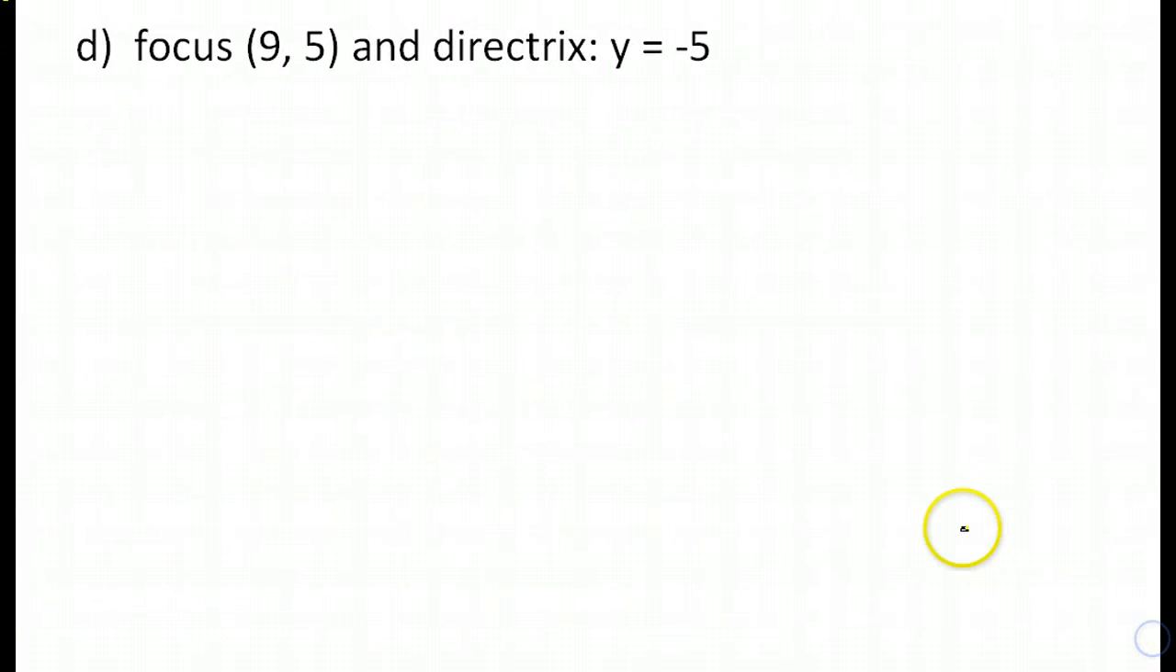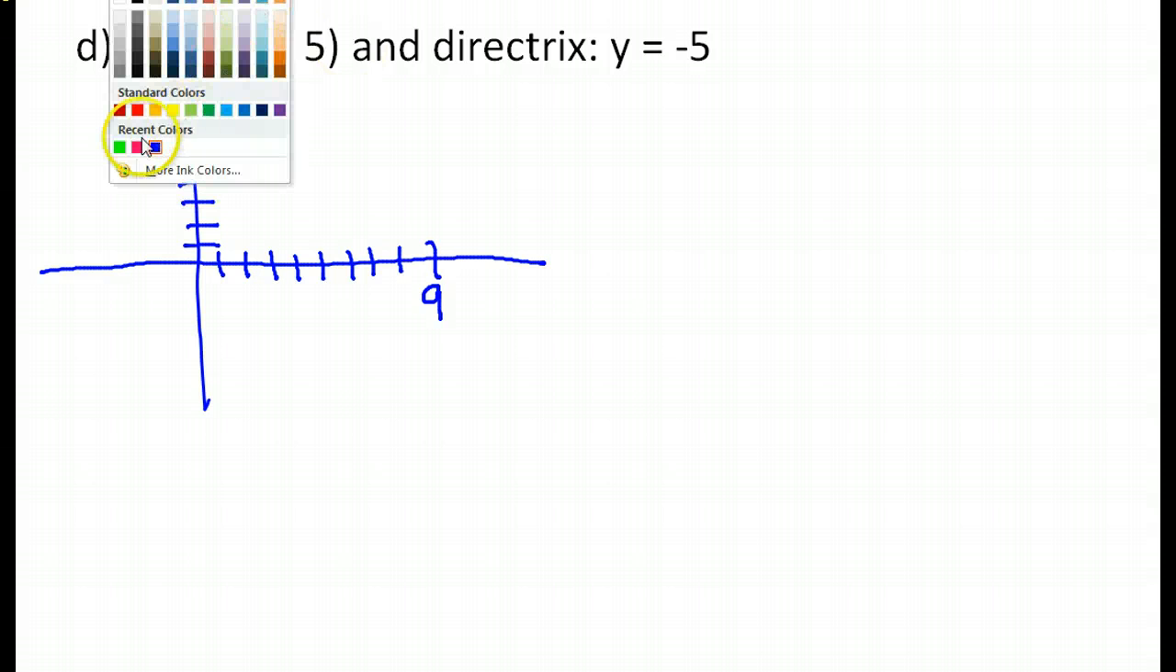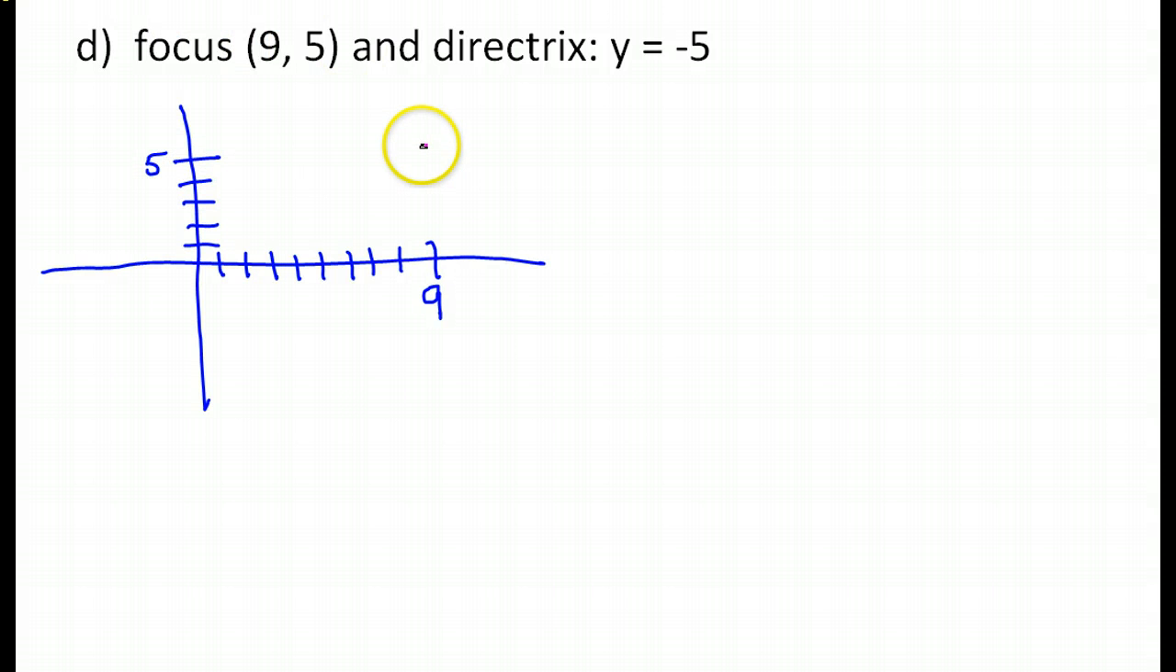Alright, let's take a look at D. Let's make a sketch. Okay, 9, 5, okay. 1, 2, 3, 4, 5, 6, 7, 8, 9. Okay, 1, 2, 3, 4, 5. Okay, this is the focus. So the focus is going to be about here.